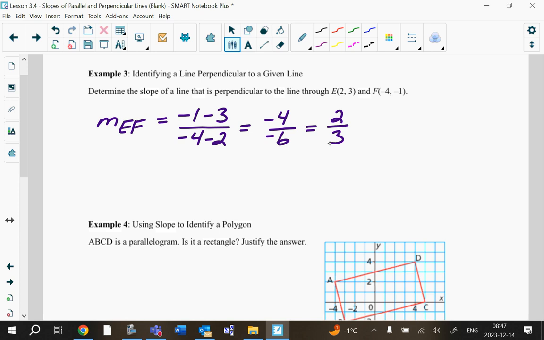And then what would be a slope perpendicular? And here's a symbol that you can use for perpendicular instead of having to write the word out all the time. So a perpendicular slope would be, well, what do I got to do to this? Flip it and change the sign. What do I get? Negative 3 over 2.